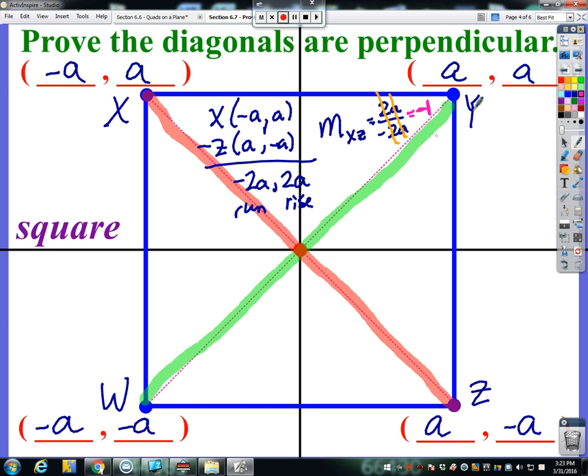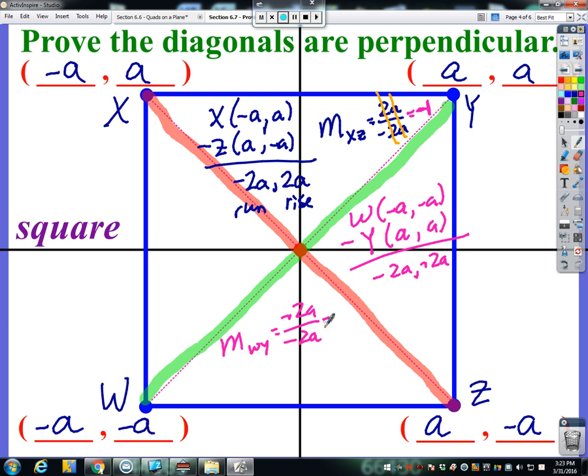Now, let's figure out our slope for WY. W is -a over -a. Let's subtract away Y, which is a. So -a minus a is -2a. And we do the same math here. -a minus a is -2a. So then the slope of WY is -2a over -2a, and anything divided by itself is +1.